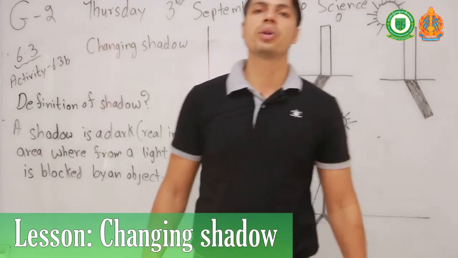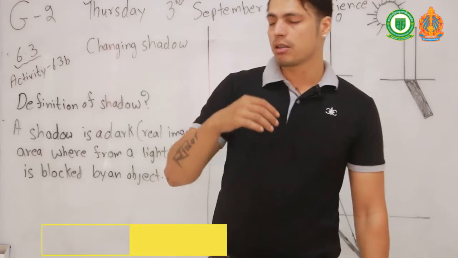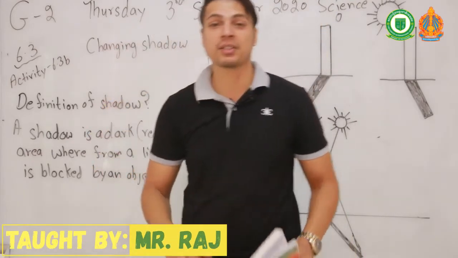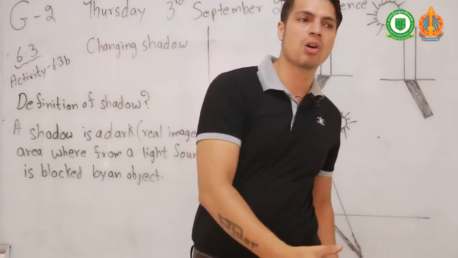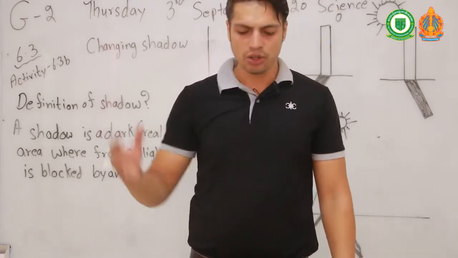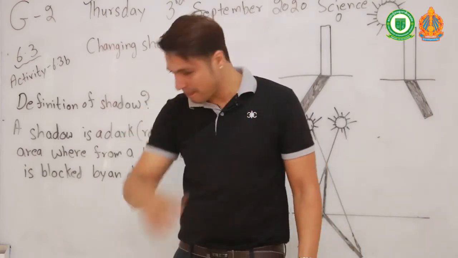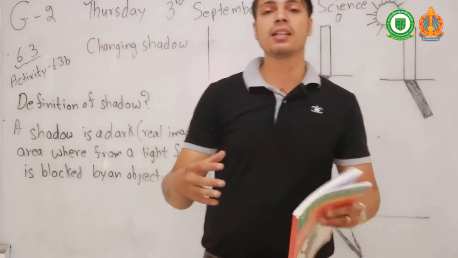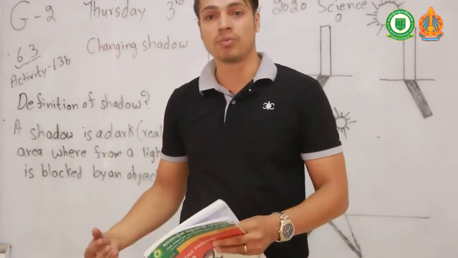You can see this even at home. When you stand in front of a light, or you put anything in front of a light, the light is blocked by that thing, so the shadow is formed.